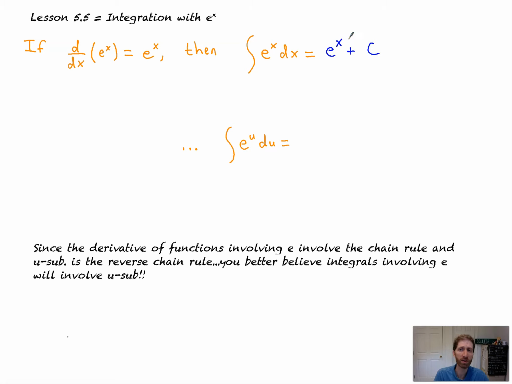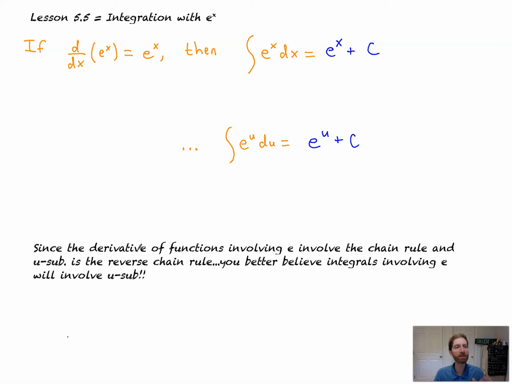And you can check that answer. The derivative of this, well, c goes to 0, and the derivative of e to the x is e to the x. So then the antiderivative of e to the u would be e to the u plus c. And that's just showing you that if a little u substitution is involved there, then that's going to be the way, and then it's very simple. The integral of e to the x is e to the x, and the derivative of e to the x is e to the x.